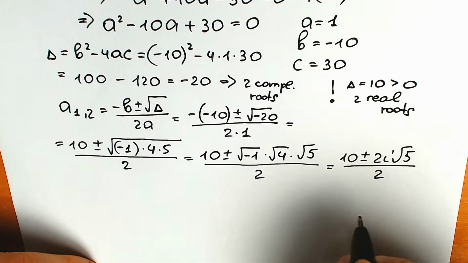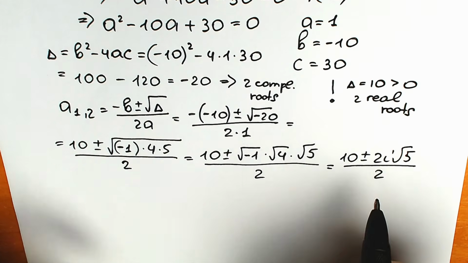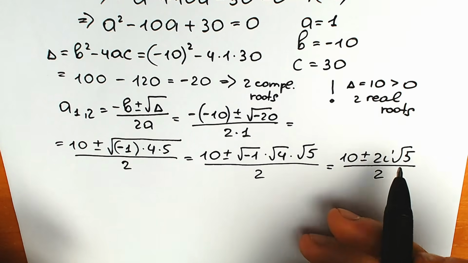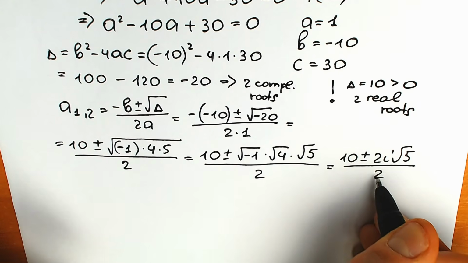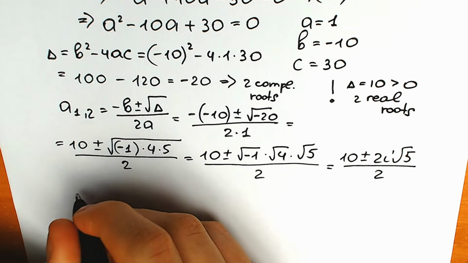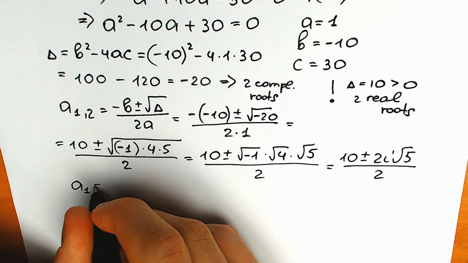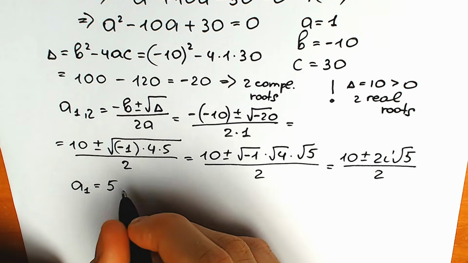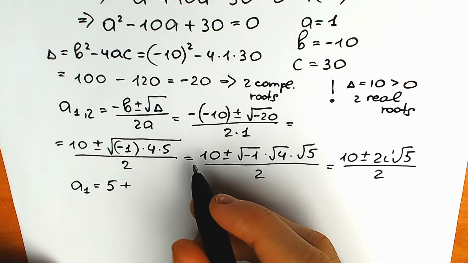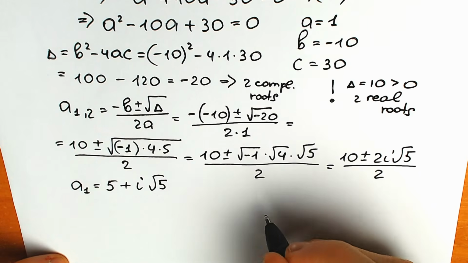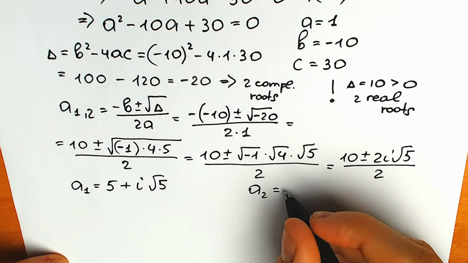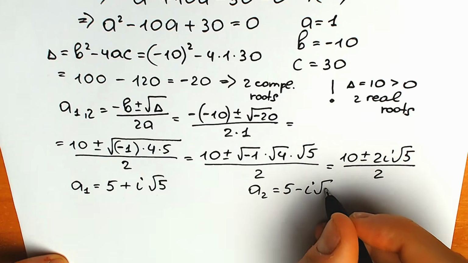In the final step, we can divide our numerator by 2 by parts: 10 over 2 and this one over 2. 10 over 2 equals 5, so we have 5 plus minus. So a first, with the positive sign, is 5 plus i square root of 5, and the second, a second, equals 5 minus i square root of 5.